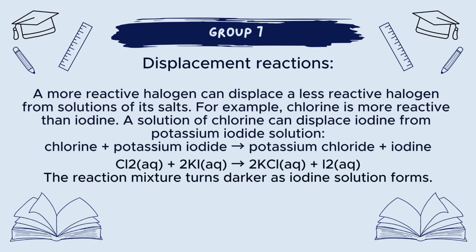A more reactive halogen can displace a less reactive halogen from solutions of its salts. For example, chlorine is more reactive than iodine. A solution of chlorine can displace iodine from potassium iodide solution. Chlorine plus potassium iodide gives potassium chloride plus iodine. The reaction mixture turns darker as iodine solution forms.